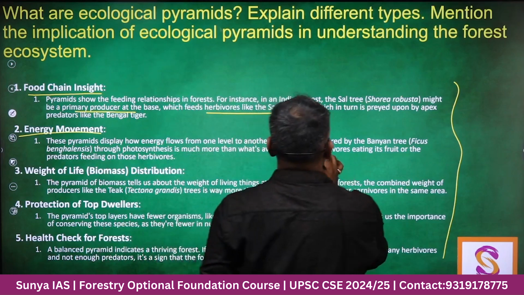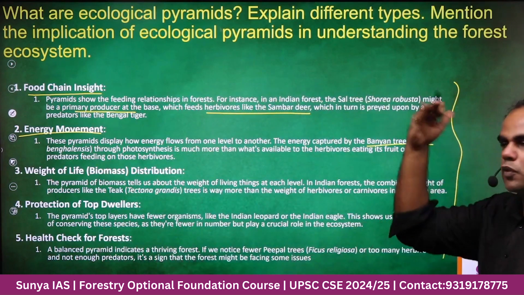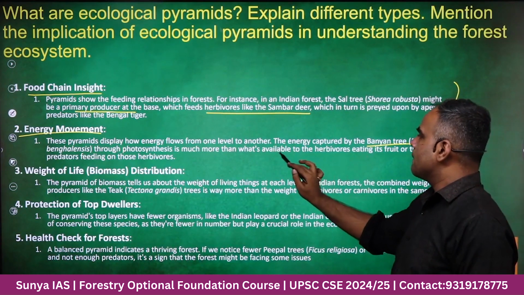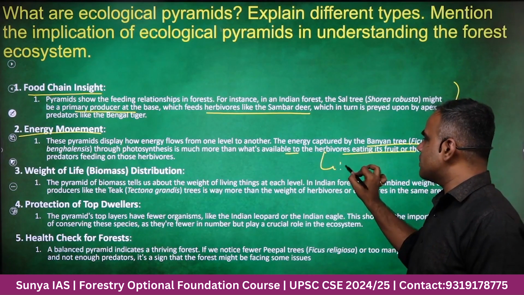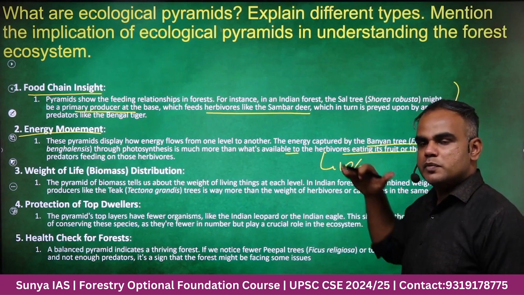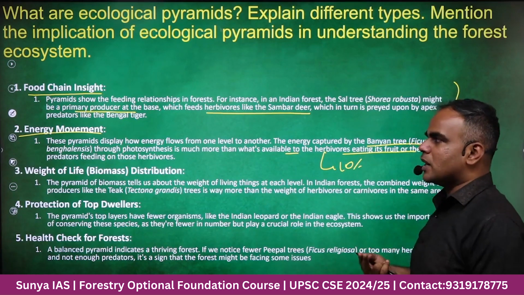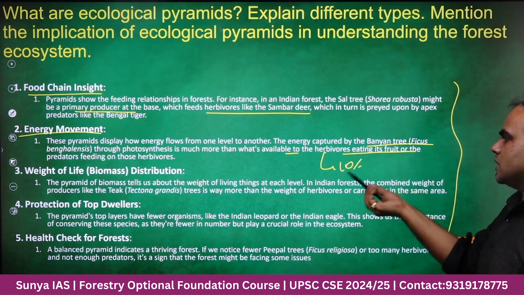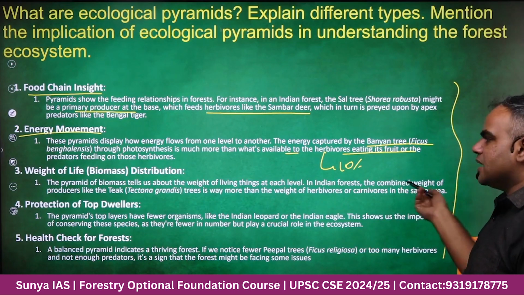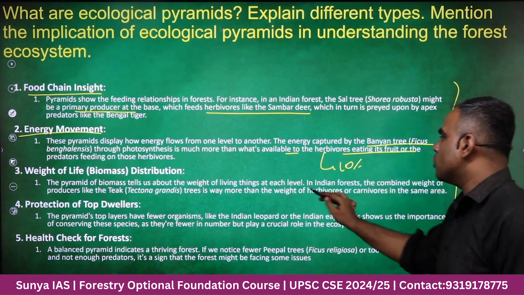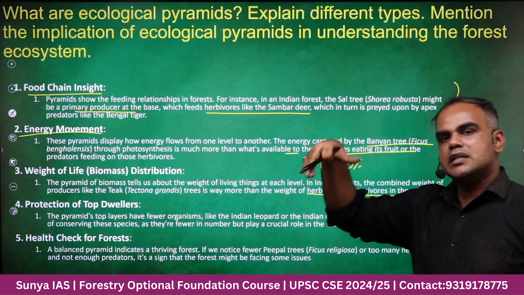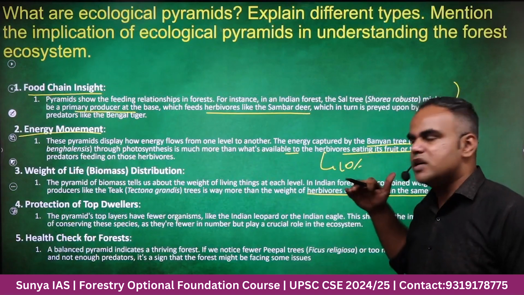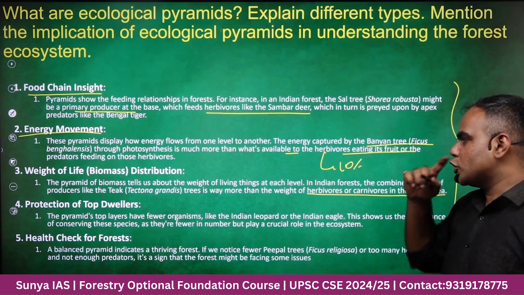Let's say the energy captured by the banyan tree through photosynthesis is much more than what the herbivores are eating. Now this is where the 10% rule comes in. Third, weight of life, biomass. Let's say the combined weight of producers like Tectona is way more than the weight of herbivores. This is also true because we are just utilizing what we have read in proper points. Then protection of top dwellers.